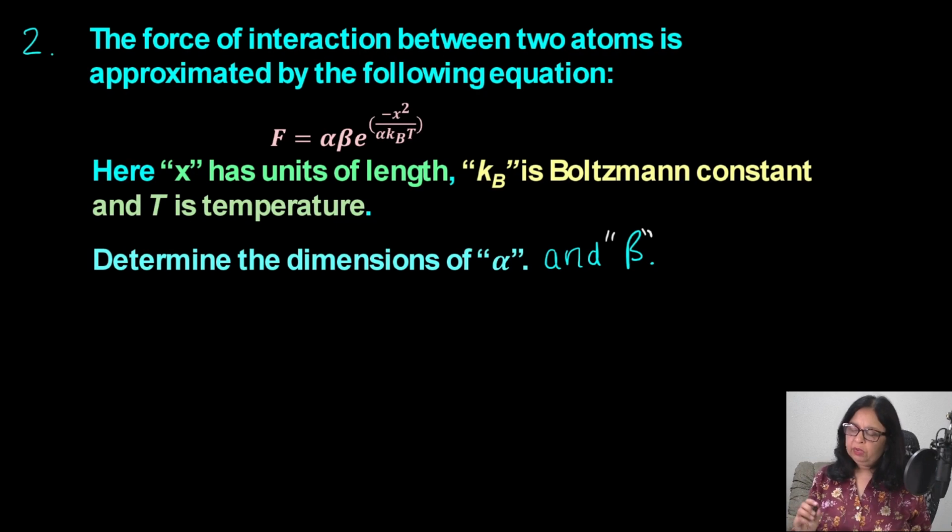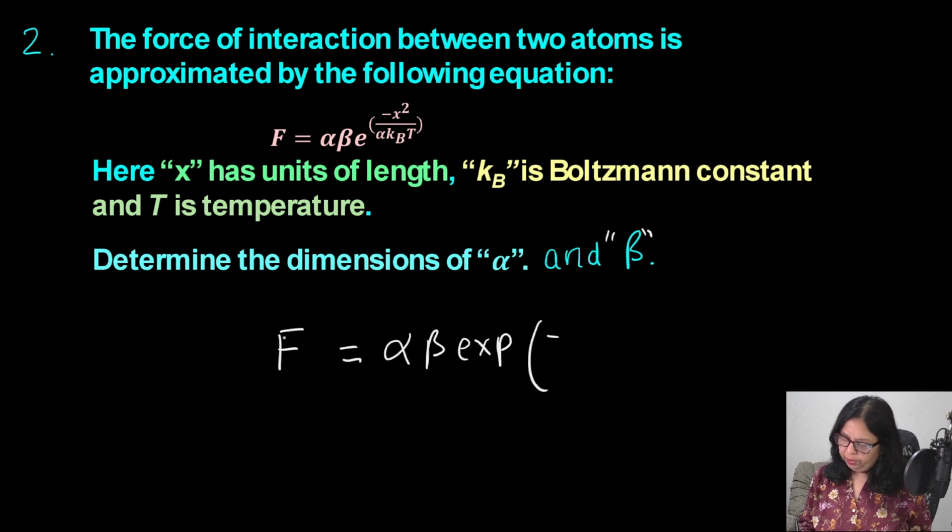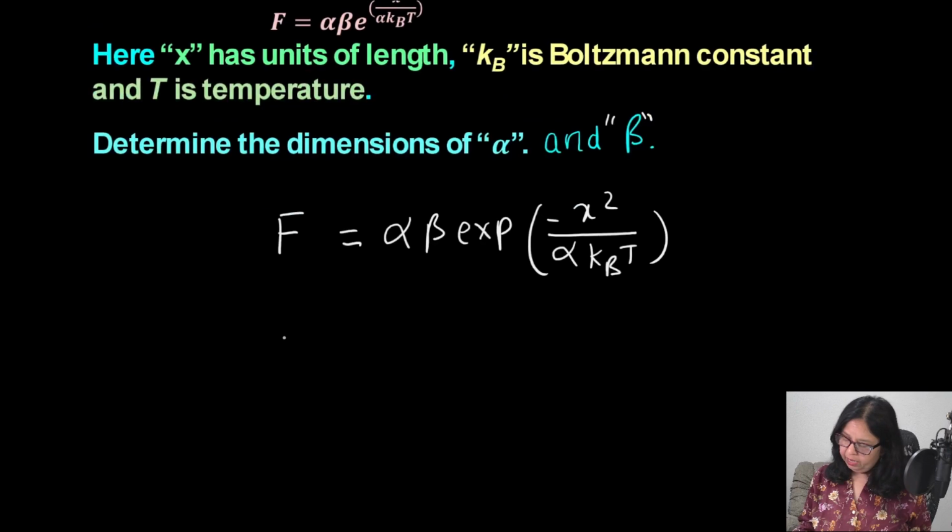Problem number 2 gives us the force of interaction between two atoms, approximated by the following equation. I'll write down this equation: alpha times beta times exponential of negative x squared over alpha kBT. Here x has units of length, kB is the Boltzmann constant, and T is the temperature. We are asked to find the dimensions of alpha and beta.